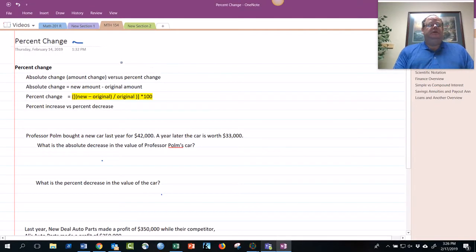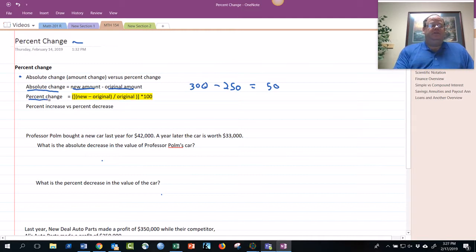All right. So before we talk about percent change, first let's talk about absolute change. The absolute change is the new amount, whatever that is, minus the original amount. So there's been some sort of change. Let's say the new amount is 300, and it started at 250. Then the absolute change would be $50, often dollars, but sometimes other stuff.